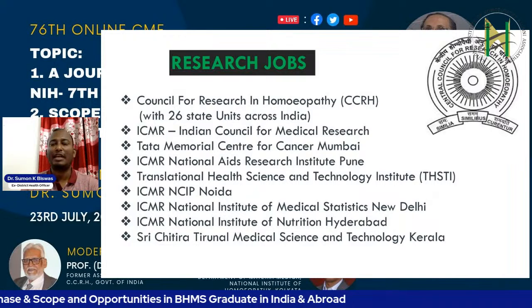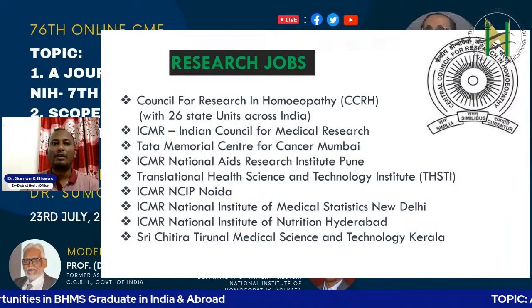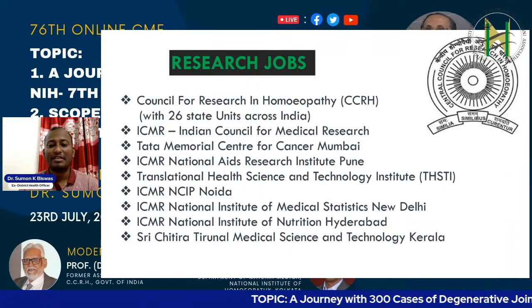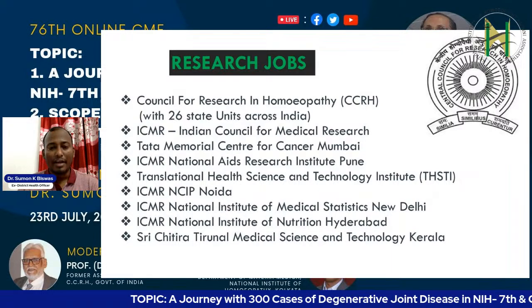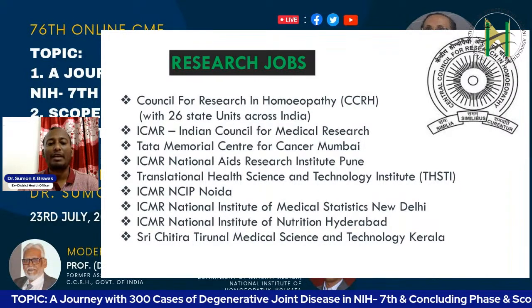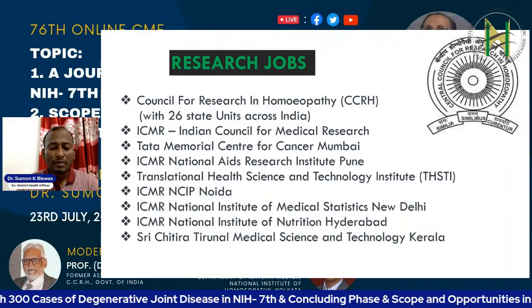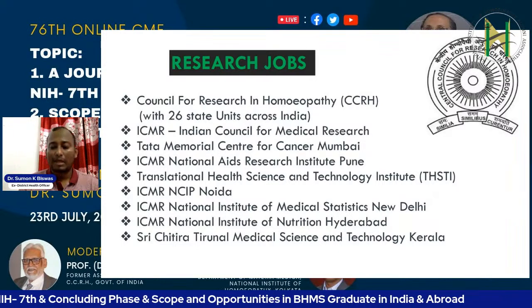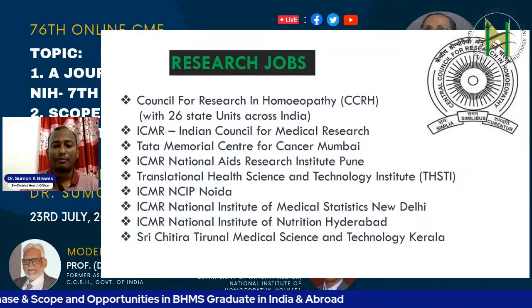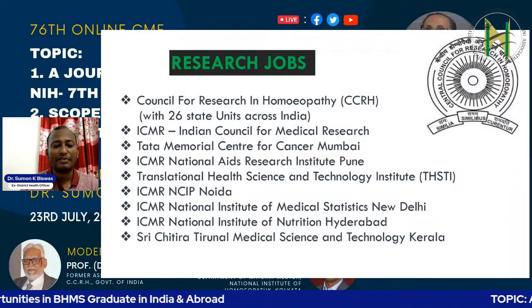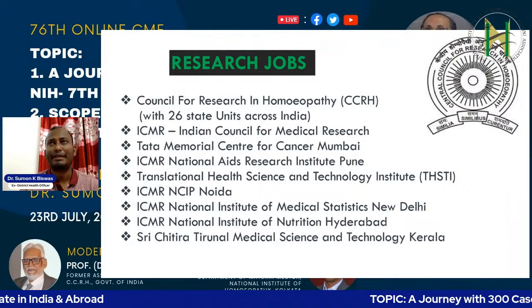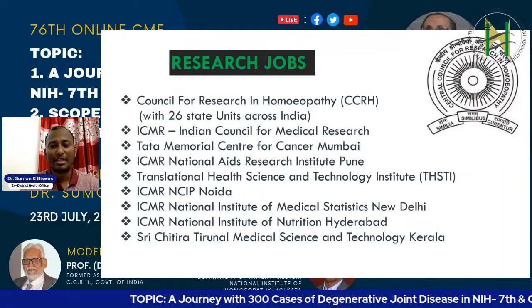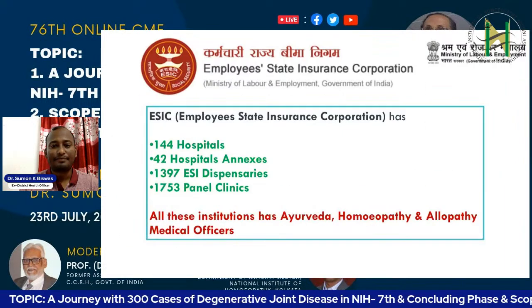For example, they have wings for nutrition, occupational disease, and infectious disease, and they recruit homeopathic doctors as research officers or medical officers. So these are mainly the research opportunities at CCRA, ICMR, and All India Institute of Medical Sciences. We also have the Sri Chitra Tirunal Institute for Medical Sciences and Technology in Kerala, which has a direct wing for homeopathic practitioners, that is, BHMS graduates, for SRF or GRF.